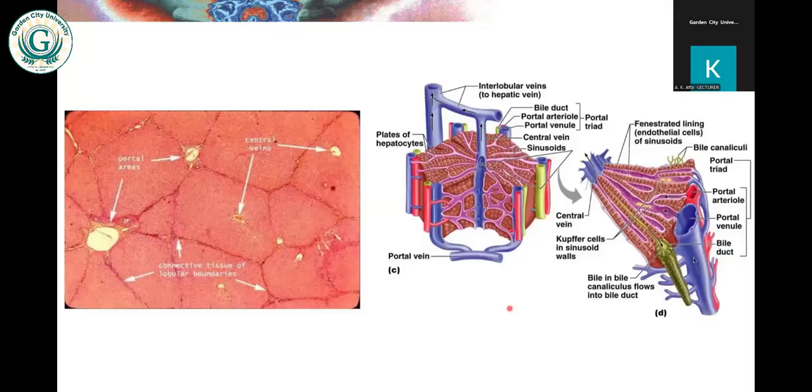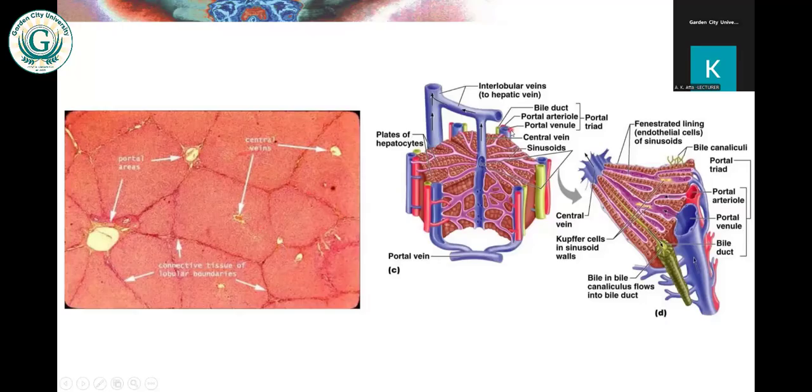Now, histologically, this is a classic lobule of the liver. The liver lobule is hexagonal, so it is six-sided.